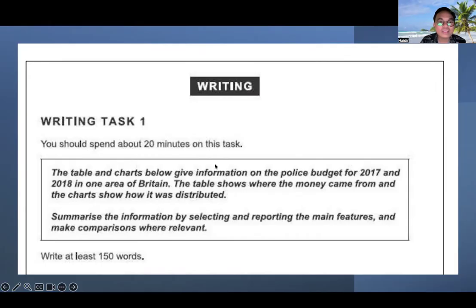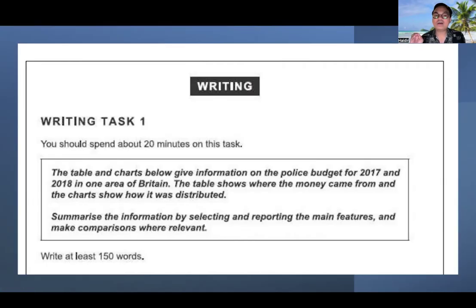Okay. Now, let's focus on the box here. Inside of the box, how many sentences can you see? Yes, there are three sentences there, right? One, two, and three. So the first and second sentences, we call them the topic, right? And the final sentence, that is the instruction.